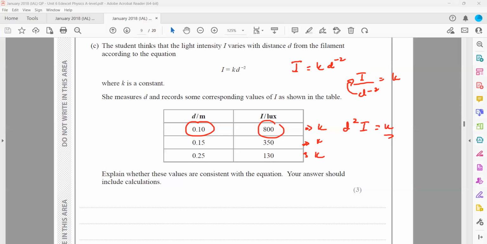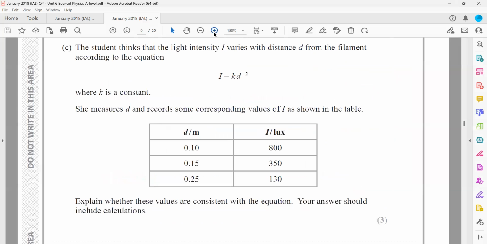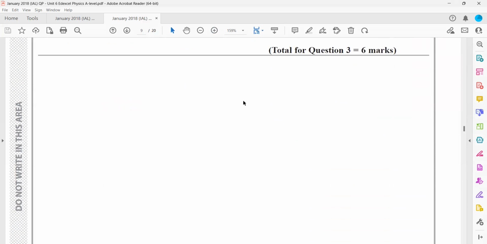Sometimes it looks like the values are approximately the same, so you don't have to calculate the percentage difference. But if you're not sure of the values, better to calculate the percentage difference.